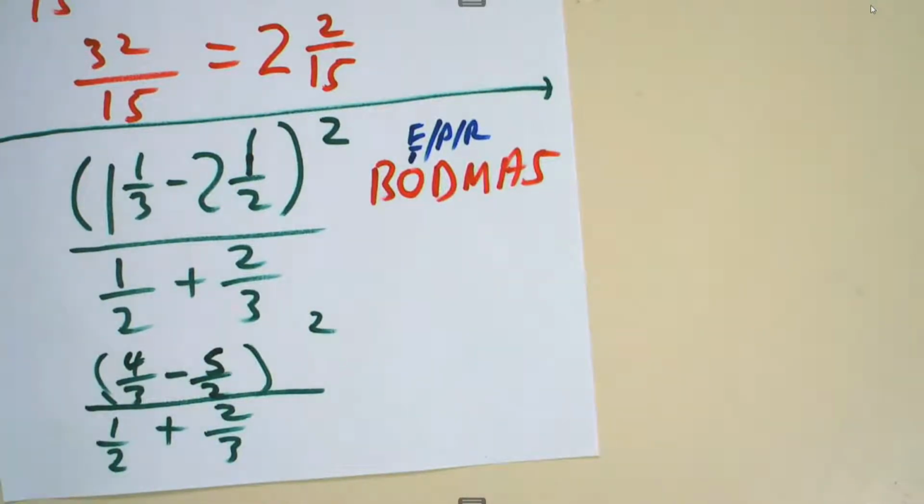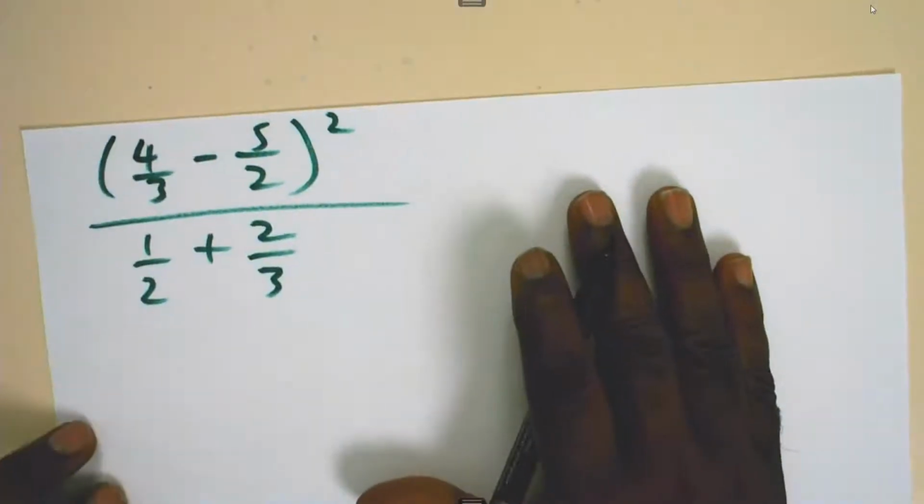Remember, like we said, maths is a step-by-step process. Now, before we go to your exponents, you want to simplify what is in the bracket.